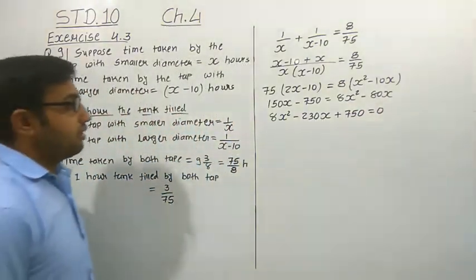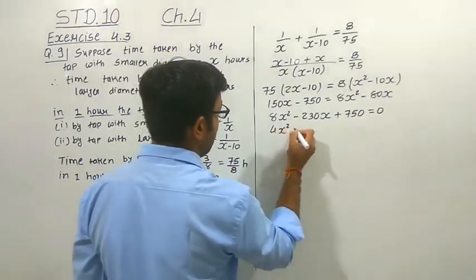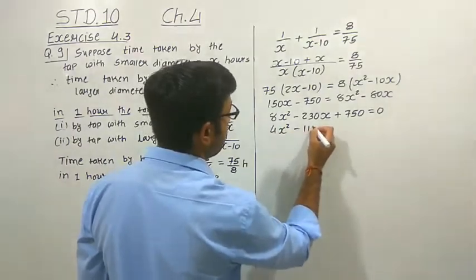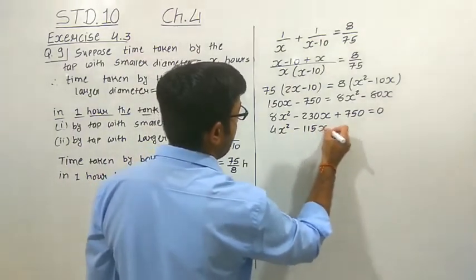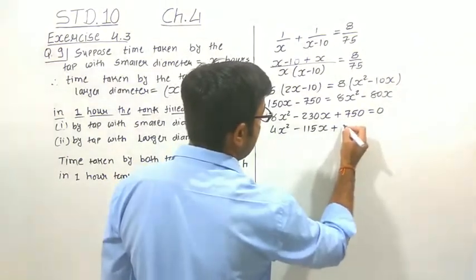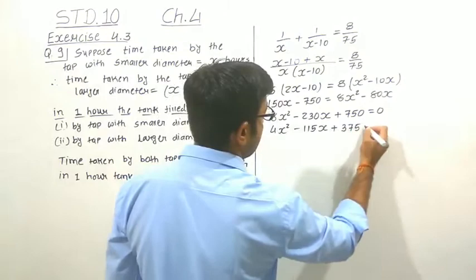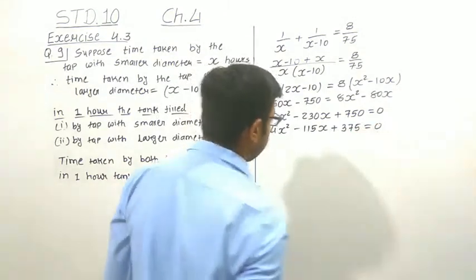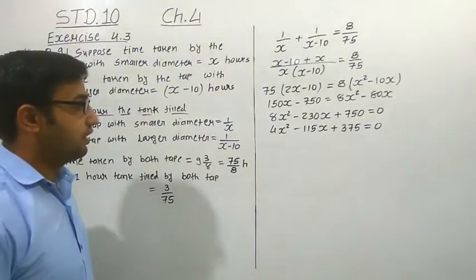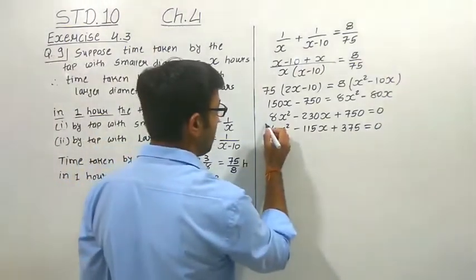Here we can divide the equation by 2. So here we get 4x square minus 115x plus 375 is equal to 0. Now further simplification is not possible. So here we have got one quadratic equation.